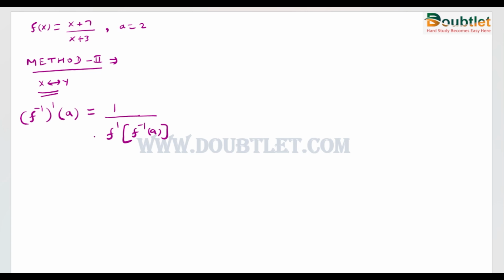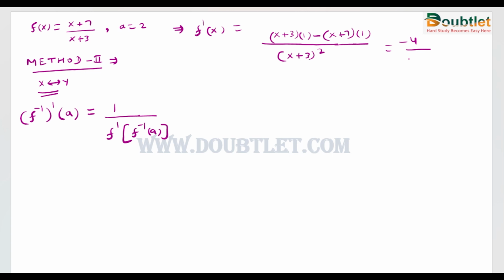To use that, we need to find the derivative directly of this function. So for the derivative of this function, we can just use the p by q formula of differentiation. This will become (x + 3) whole square in the denominator, then x + 3 times the differentiation of the numerator, which is 1, minus x + 7 times the differentiation of the denominator, which is also 1. If we solve this, x will be cancelled and we will get -4 divided by (x + 3) whole square. So I hope you got the differentiation of this function directly.